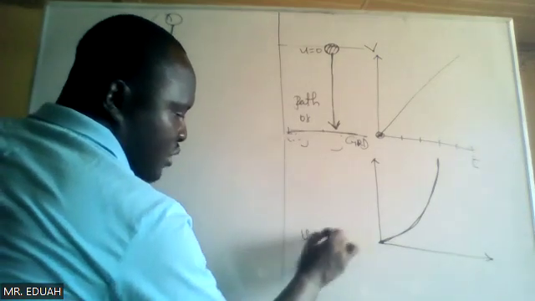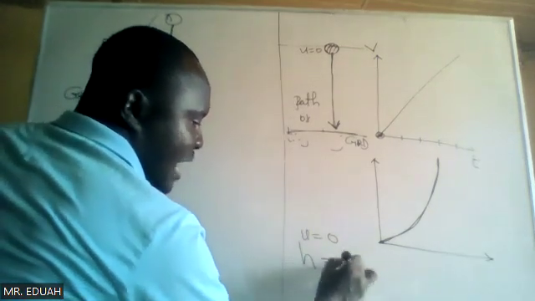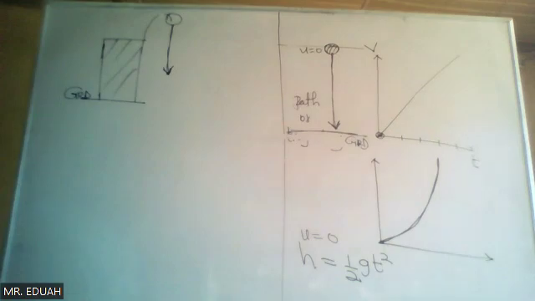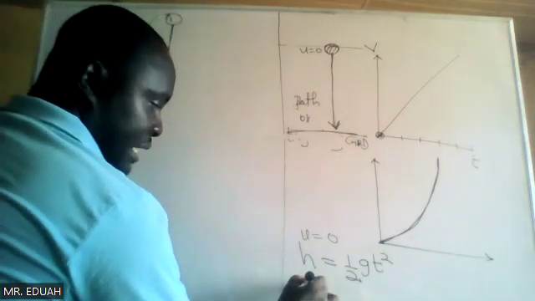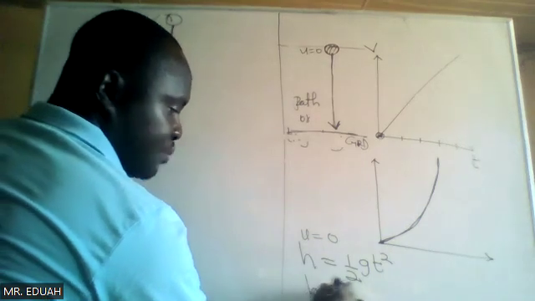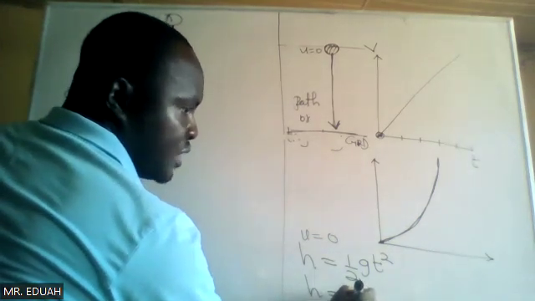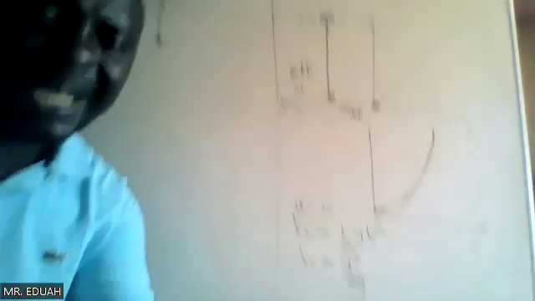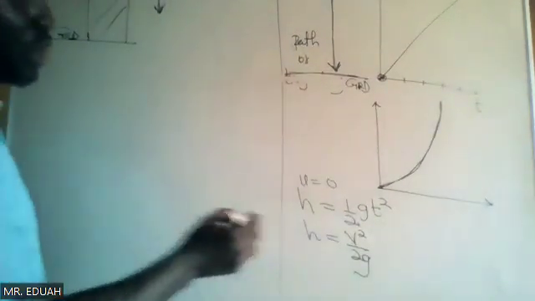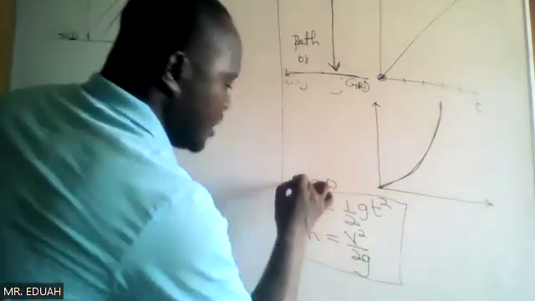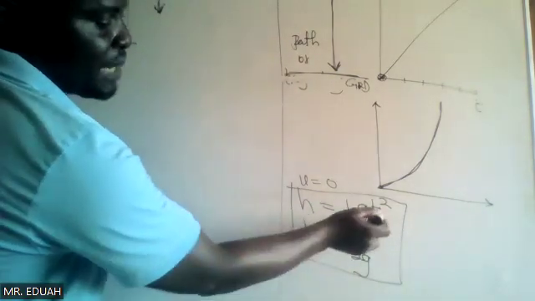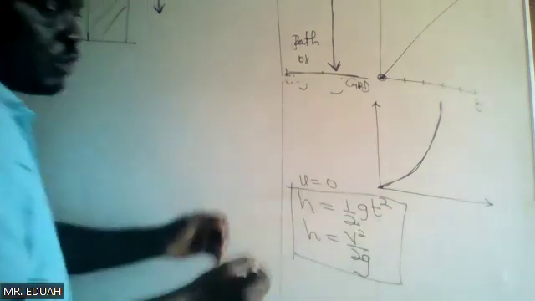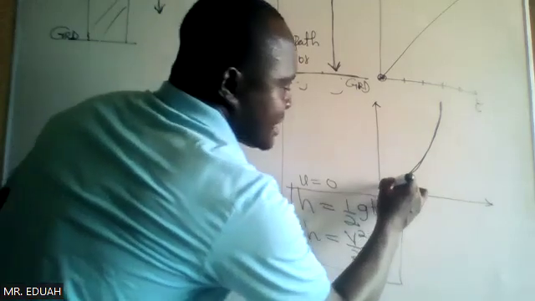Because u is equal to 0, h will be equal to half g t squared. Or if you are using the increasing speed, then h will be equal to v squared over 2g. So we are getting a curve because of this formula, whether you are using displacement or vertical height in terms of time, or you are using vertical height in terms of velocity. It's not a linear equation. The reason for which the displacement is a curve.